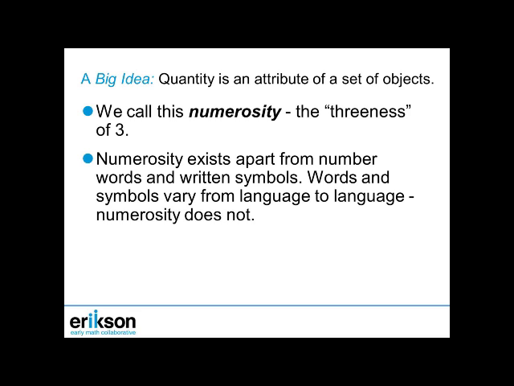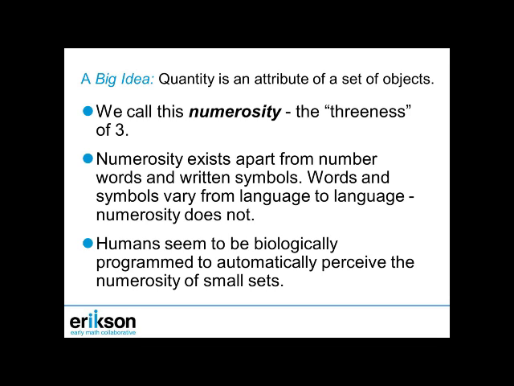And it also doesn't really exist in the things. It exists in our grouping of the things, unlike some other attributes. And humans seem to be biologically programmed to automatically perceive the numerosity of small sets.